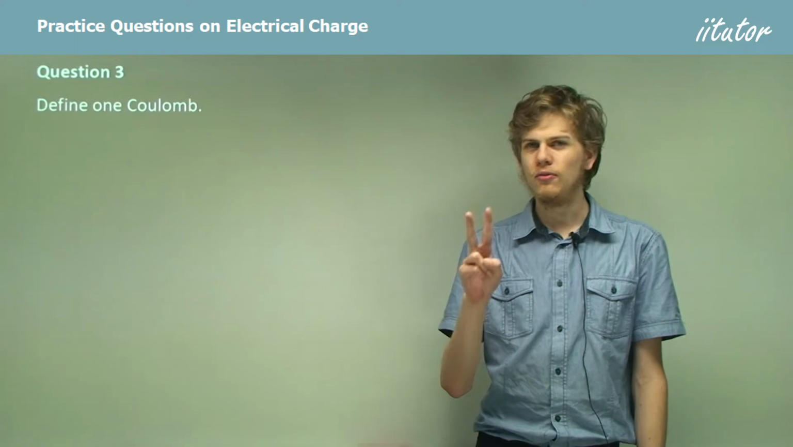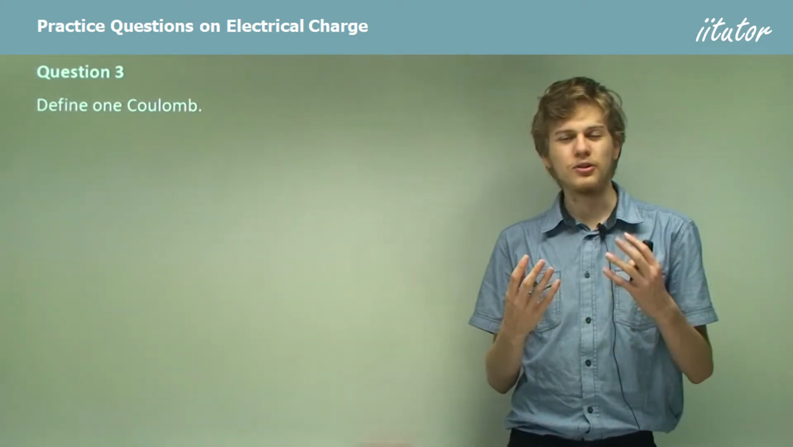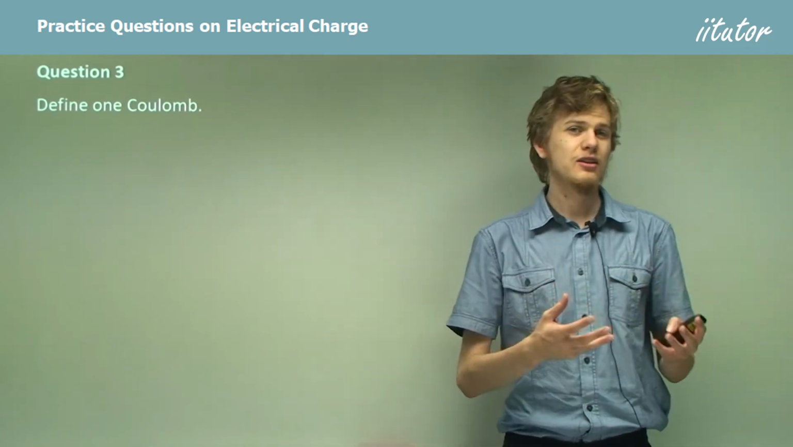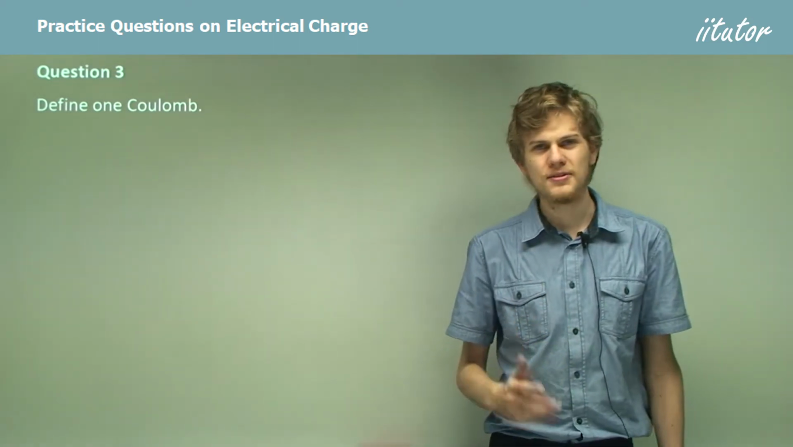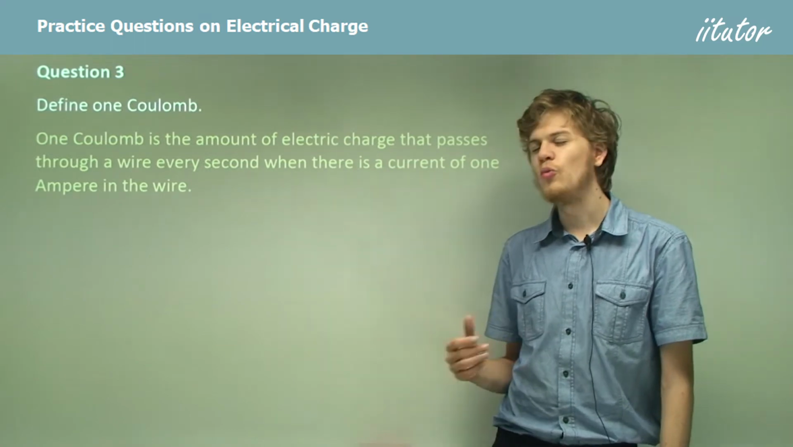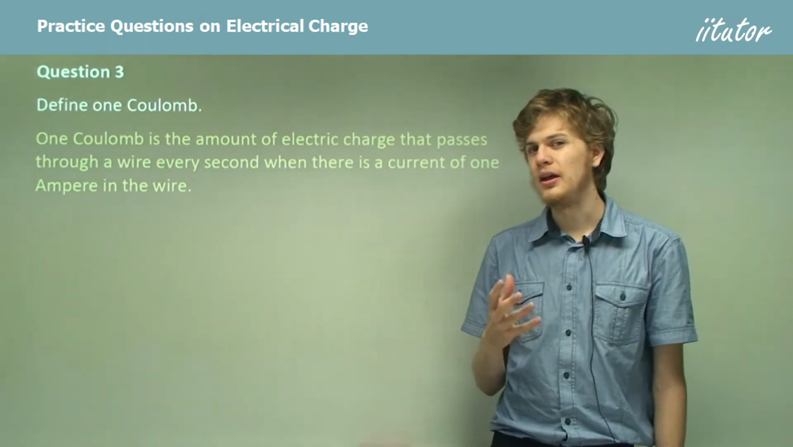Question 3. Define 1 coulomb. So we can do this in two different ways. We can define the coulomb in terms of electric current, or we can define the coulomb in terms of how many electrons we need to get that charge. So let's write down both answers. 1 coulomb is the amount of electric charge that passes through a wire every second when there is a current of 1 ampere in the wire.